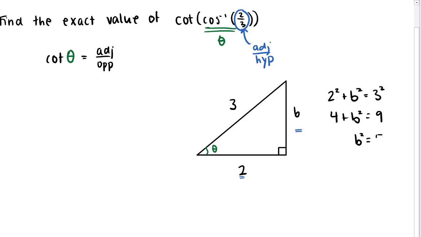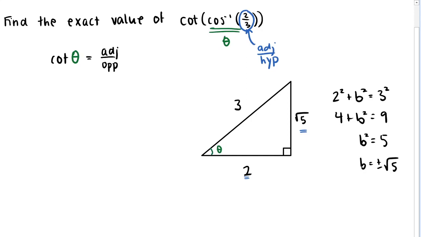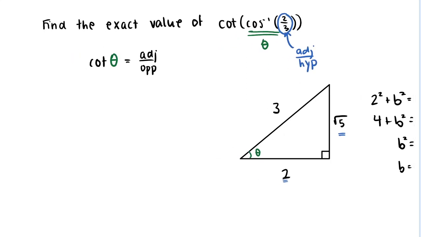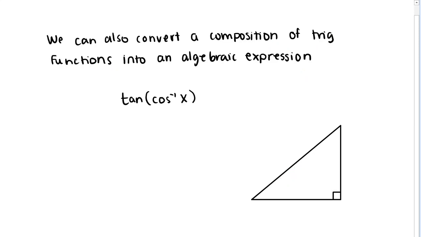So that makes b squared 5, and b would be plus or minus the square root of 5, but we're just talking about some side length of a right triangle here, so here we can go ahead and label that square root of 5. And so cotangent of theta, right, theta being cosine inverse of 2/3, well, it would be the adjacent side over the opposite side, so that would be 2 over the square root of 5.